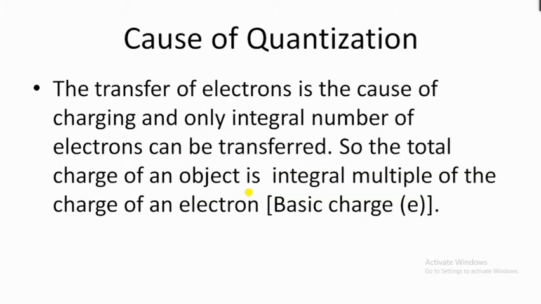So what is the cause of quantization then? As we have already said, we can transfer only an integral number of electrons. We cannot transfer half an electron or any fraction of an electron. So we have to transfer an integral number of electrons. That is why the total charge is also an integral multiple of the charge of an electron.